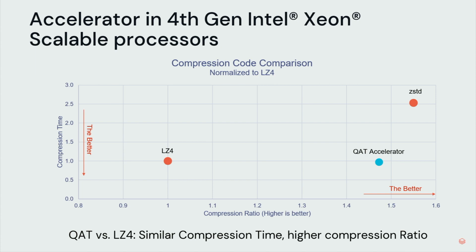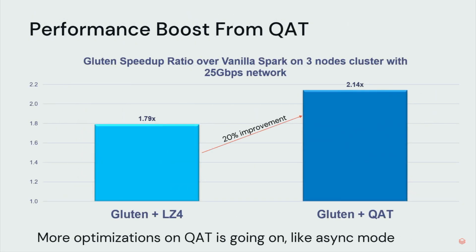And if we compare LZ4, the default algorithm, with QAT and also with ZSTD, you can see that the x-axis is the compression ratio, and the y-axis is the compression time. You can see that the QAT has the same compression time as LZ4, but its compression ratio is almost the same as ZSTD. And this is how the performance boosts from the QAT. If we use the QAT, then we can have a higher compression ratio and the same compression time as LZ4, and less compression time than ZSTD.